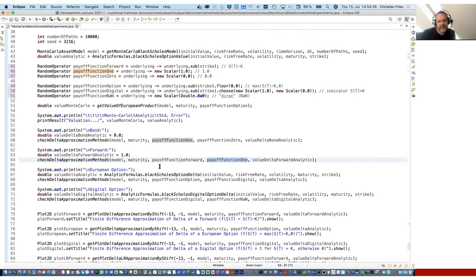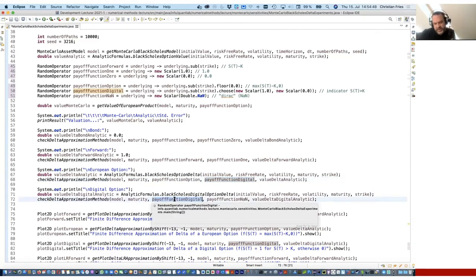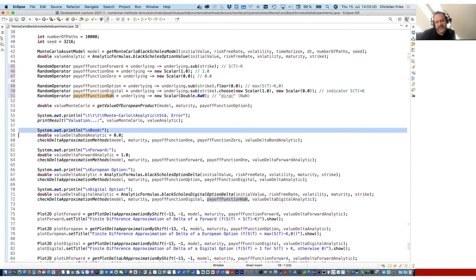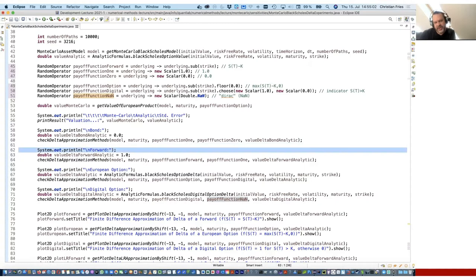If I look at the European option, then the payoff function is that here of the option. The derivative is that of the digital option. So it's the indicator function. If I pass the digital option as payoff function, where the derivative is not known, I pass not a number. And for all these guys, the constant one is just the zero bond, the linear function is just the so-called forward, the option and the digital option.